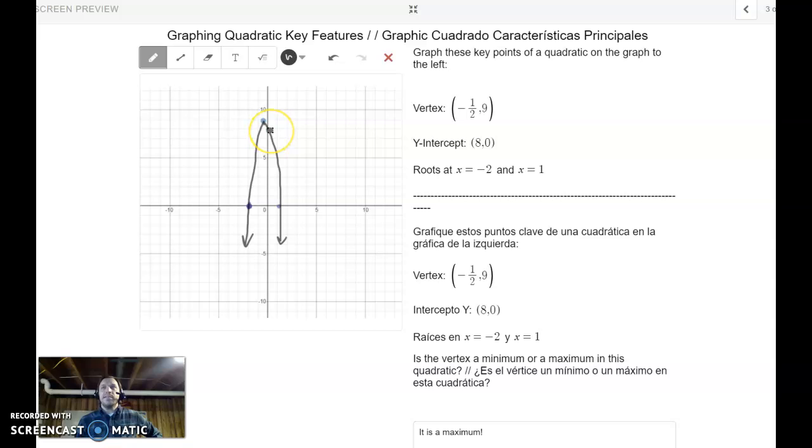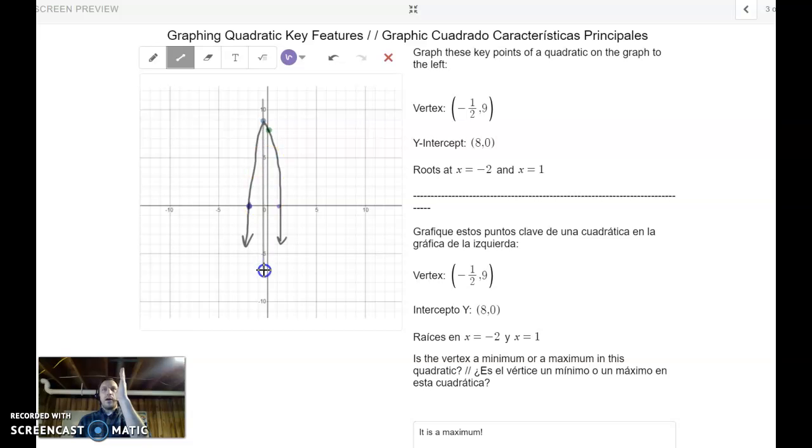This point (0, 8) is your y-intercept. And then the roots at -2 and 1 are where it intersects the x-axis. That means it needs to be opening down, and it means that our vertex is a maximum. Finally, what's the equation of the line that goes right through our vertex? We call that the axis of symmetry, right?